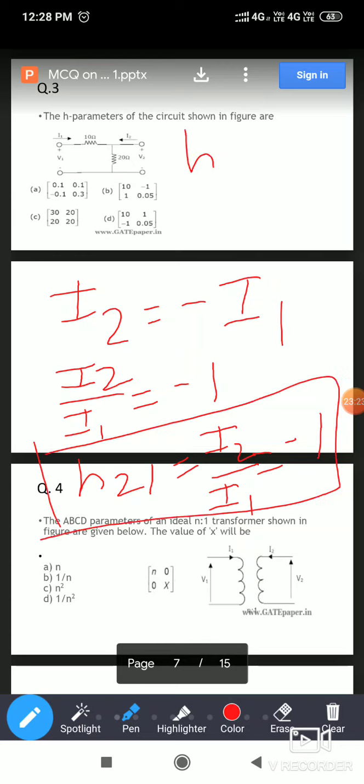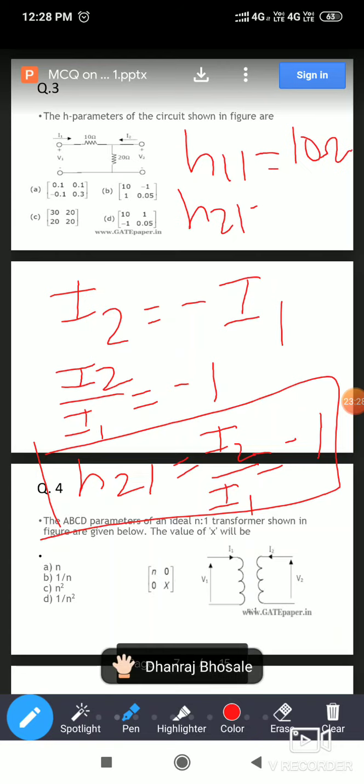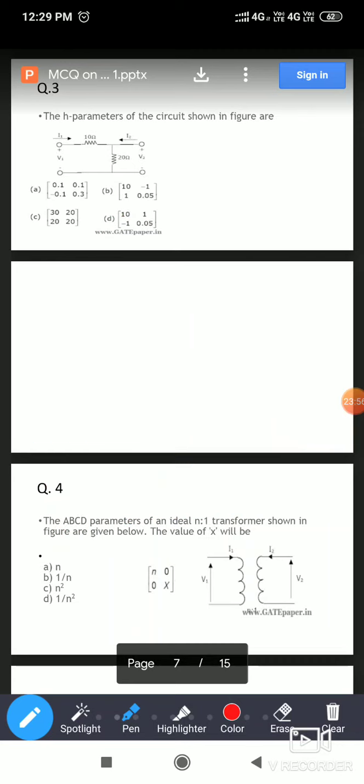So H11 is 10 ohm, and H21 we got as minus 1. Which option is correct? Option D is the correct answer. There is no need to find H12 and H22. In this way you have to solve such types of examples in less time and by smart work, because there is no need to find the other two parameters, H12 and H22. Okay, thank you. Now next we'll move to question number 4.